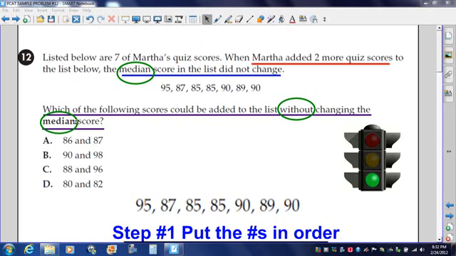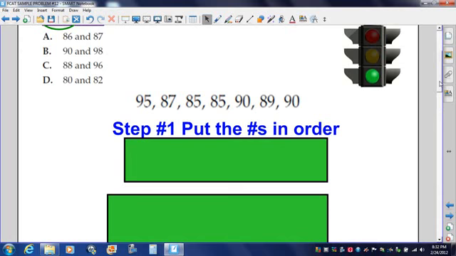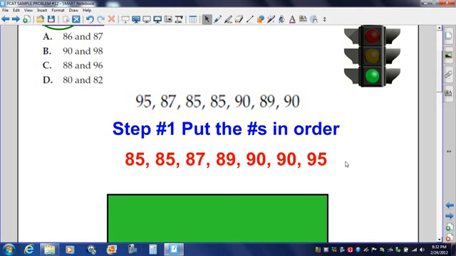Since we're dealing with the median, the first thing we're going to do is put the numbers in order. If you haven't already, please take a moment to put these numbers in order on your paper. And please space them out a little because we're going to go back and add 2 numbers to this list. When we put the numbers in order, this is what we should have.